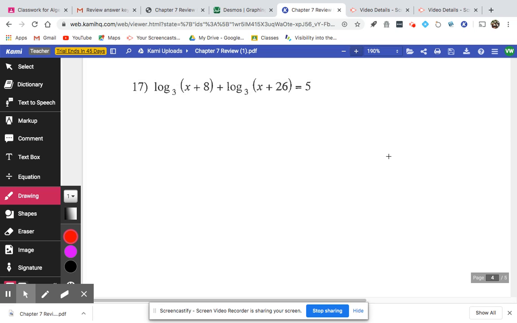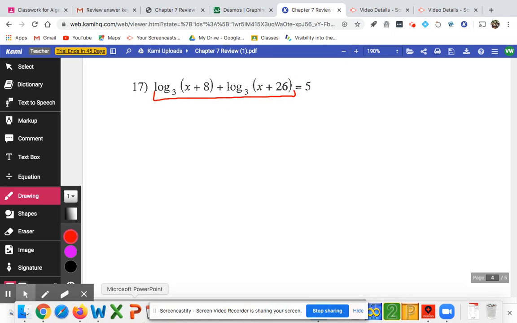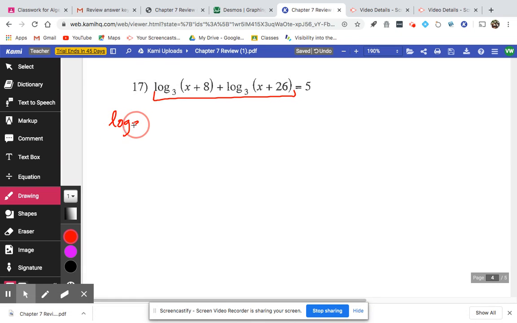So we've got log base 3 of (x + 8) plus log base 3 of (x + 26) equals 5. I'm going to focus on this first, and I'm going to condense it. I'm going to write it as a product. So log base 3 of [(x + 8)(x + 26)], and I'm going to put square brackets around this because I'm using too many parentheses. All of that is supposed to be equal to 5.